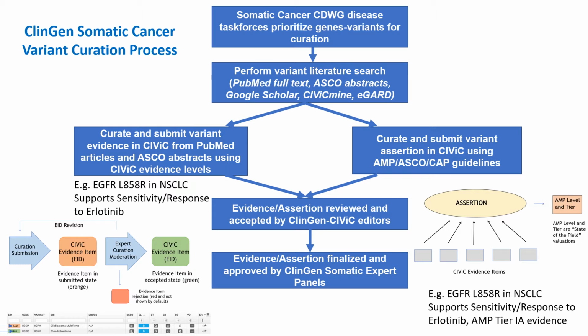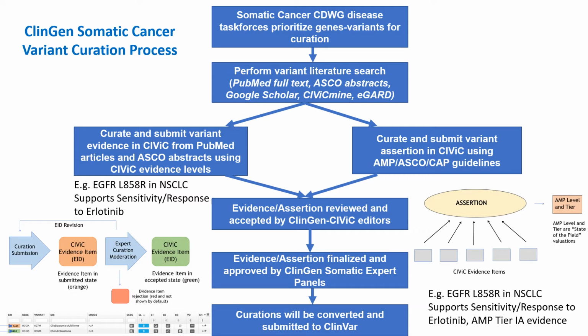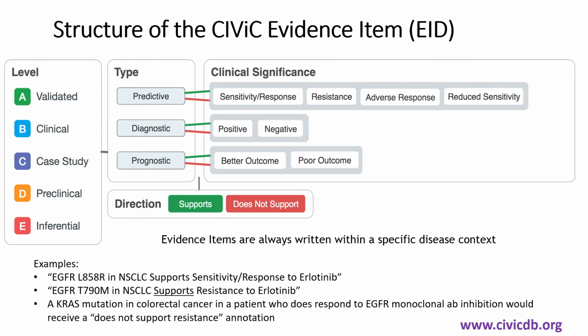These evidence items and assertions are finally reviewed and approved by the ClinGen Somatic expert panel members, after which they are converted and submitted to the ClinVar database. In the next few slides, we will discuss the different components of an evidence item and how to curate this in CIVIC. This schematic shows a layout of how evidence is curated in CIVIC.